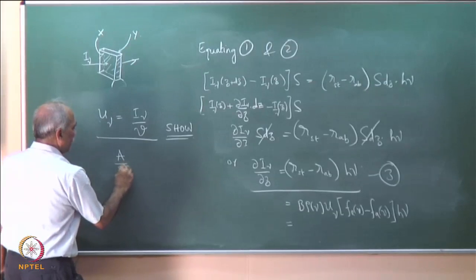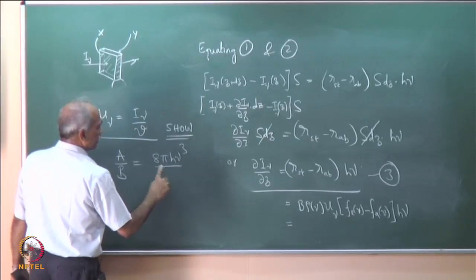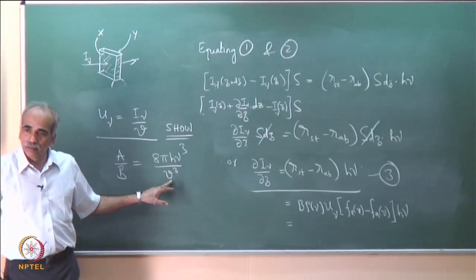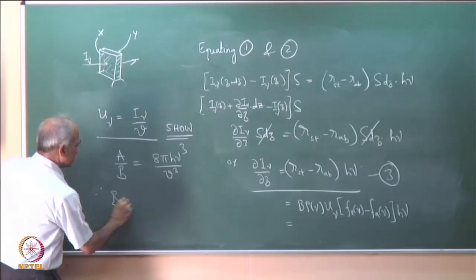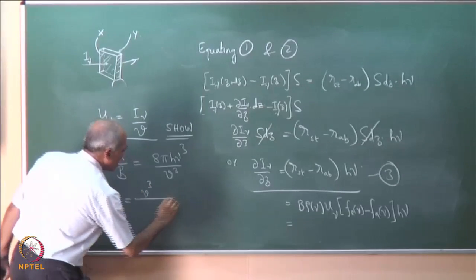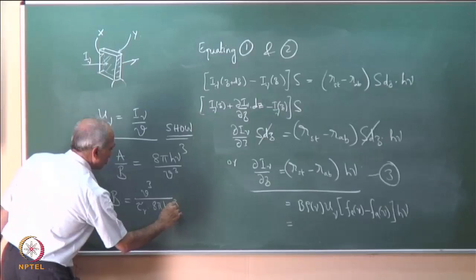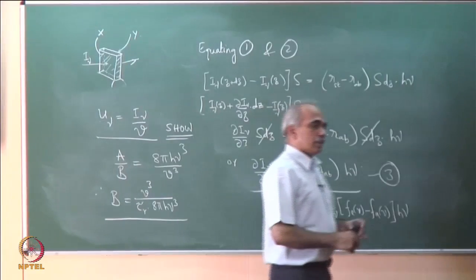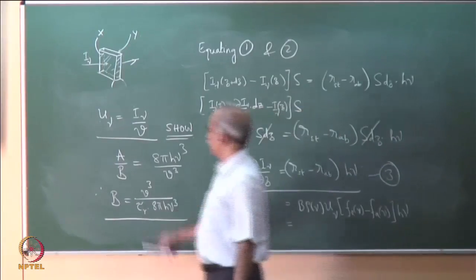We know that the relation between the Einstein coefficients, A by B, is 8 pi h nu cube divided by V cube. This is for free space, but in a medium it is V, that is C by n. Where A is 1 over tau_r, therefore B is equal to V cube divided by tau_r into 8 pi h nu. So this is the Einstein coefficient B. We have used A by B equal to 8 pi h nu cube by V cube, therefore B is equal to this.